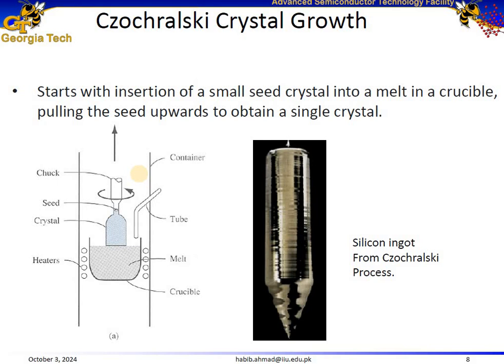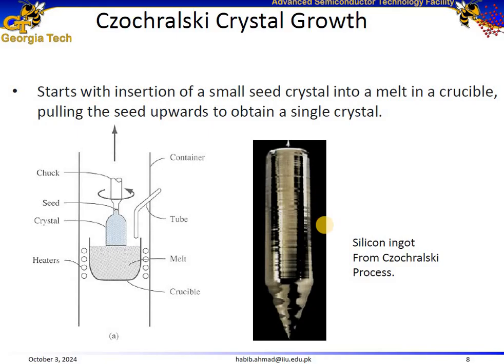So the continuous pulling and cooling cause the material to solidify. We pull it and we rotate it, and the melt has a particular temperature. When we start pulling the seed, it starts the material to cool and causes the material to solidify, forming a long cylindrical ingot of single crystal material, which is also seen on the right side. We call it the silicon ingot. This method is ideal because the pulling process ensures that the atoms arrange themselves in a perfect crystalline structure as the material cools.